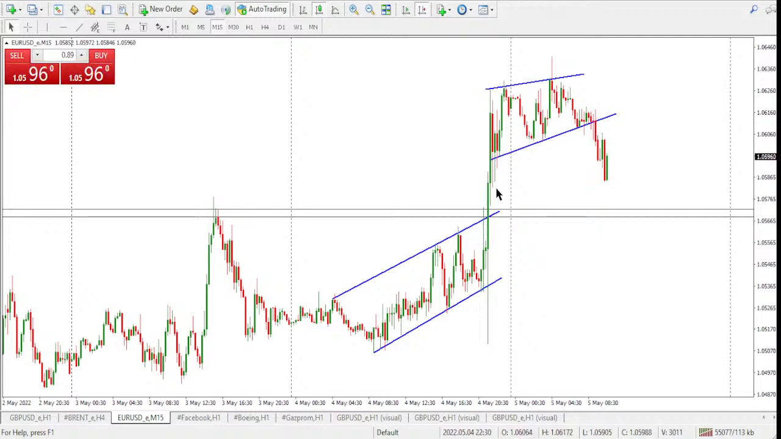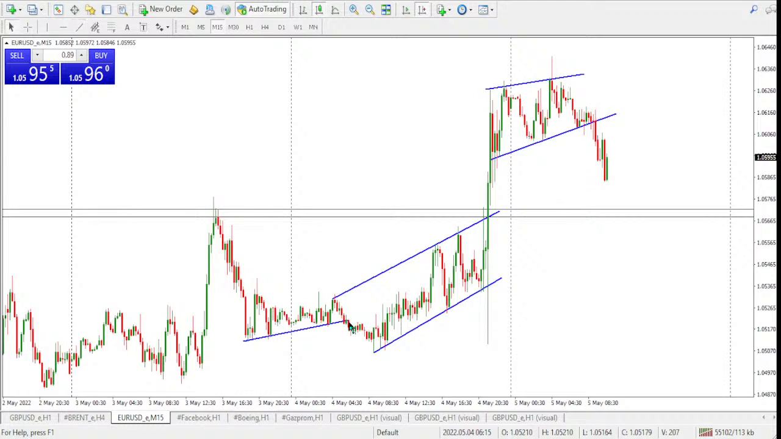You remember what I said some few days ago, that when you have a shape like this and the price breaks above it, you're supposed to pick a buy on the next candle, which is this one here. So that's that. We'll draw another shape also.